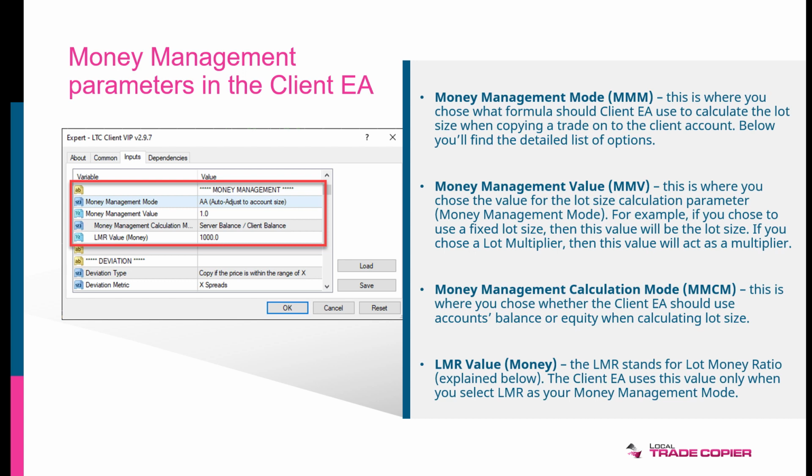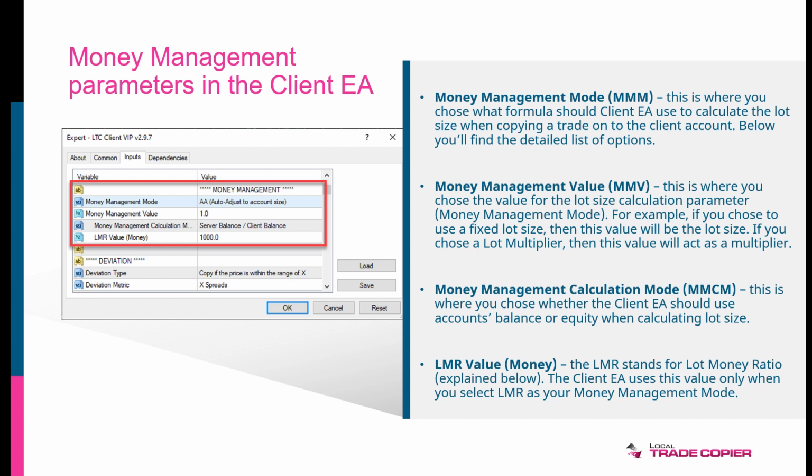So the MMM is where you choose what formula, what method, the client should use to calculate the lot size when copying a trade onto the client account. And later you will find the list of available options in this MMM. But now let's look at the MMV. MMV is where you choose the value for the lot size calculation parameter. So MMV is the value for MMM.